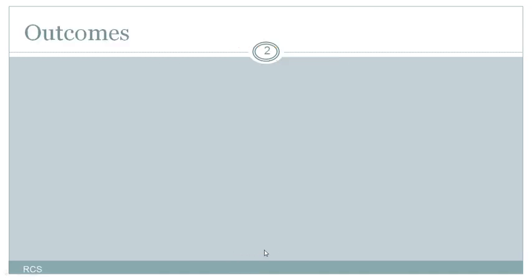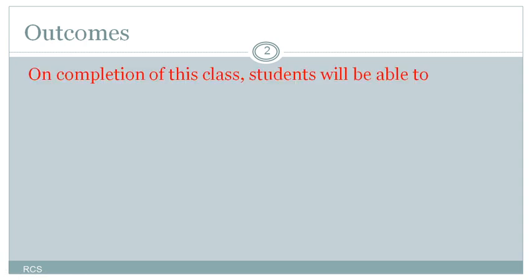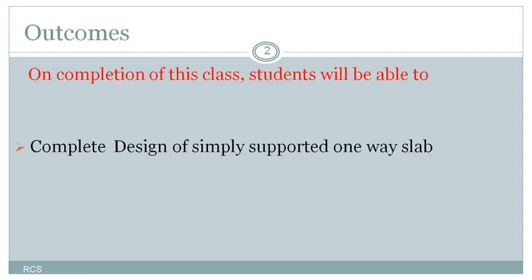So let us discuss the outcomes of today's class. After completion of this class, you will be able to do a complete design of a simply supported one-way slab on your own. Right? How to design this? We know the basic steps we can use for designing any kind of slab. By using those steps, we can design this simply supported one-way slab.